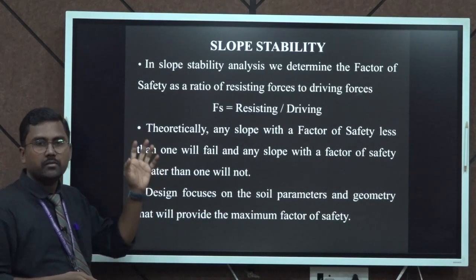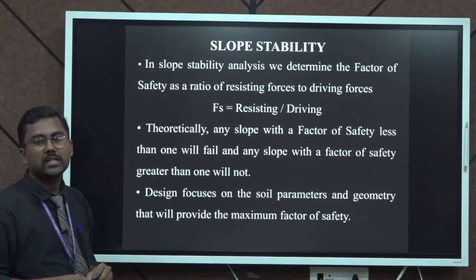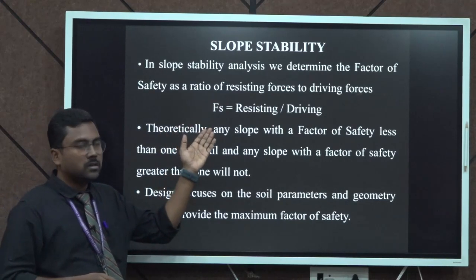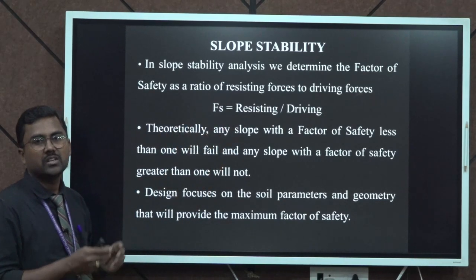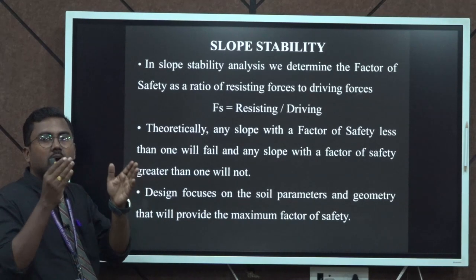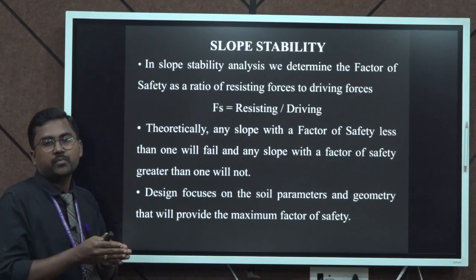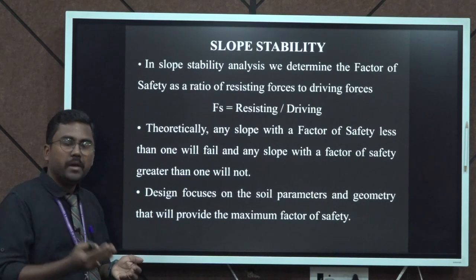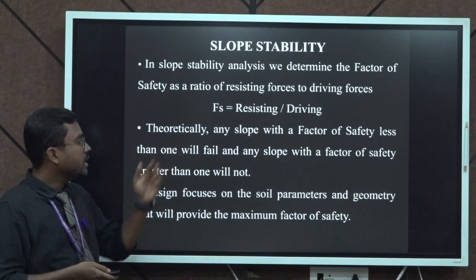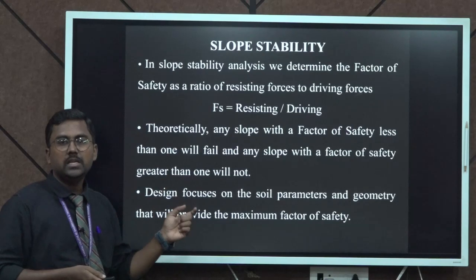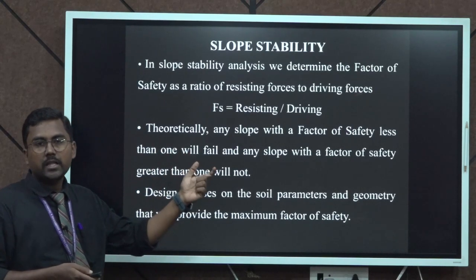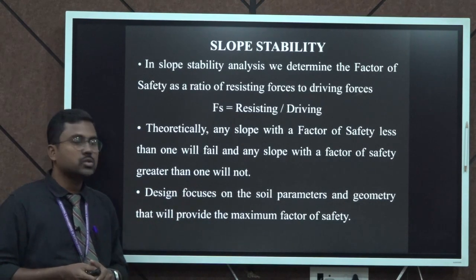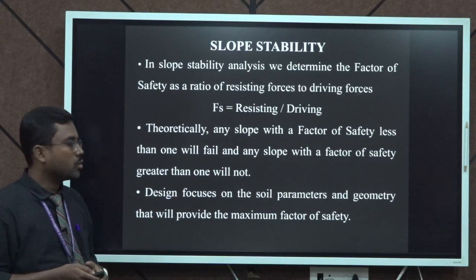The important parameter which has to be determined while making the slope stability analysis is the factor of safety. The factor of safety is nothing but the ratio of resisting force to driving force. The resisting force is the force which resists the slope without failure, and the driving force is the external force acting on that slope which makes the slope fail. Theoretically this factor of safety value should be greater than 1. If the value is greater than 1, the slope will not fail, and if the value is less than 1, the slope will fail. And the designers should focus on the maximum factor of safety.